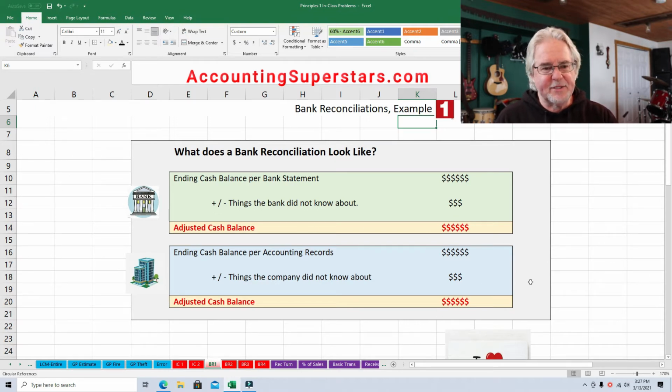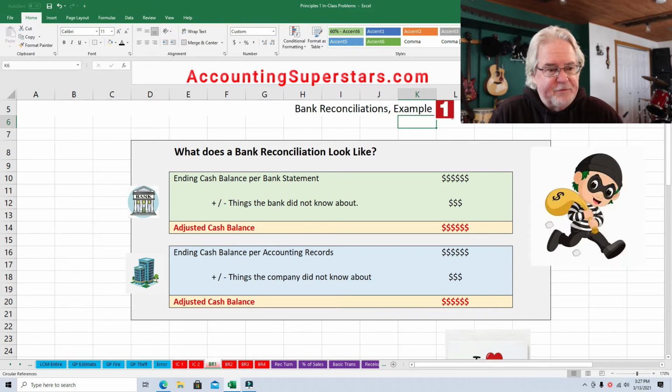Now, these bank reconciliations, folks, are so helpful, especially for a business. My goodness, the bank is keeping a set of records for you. You should be keeping a good set of records, and what you're doing is making sure they match. That way you know that everything is good and your cash balance is accurate. Also, you might be assured that nobody is ripping you off too. So it's important to do these.